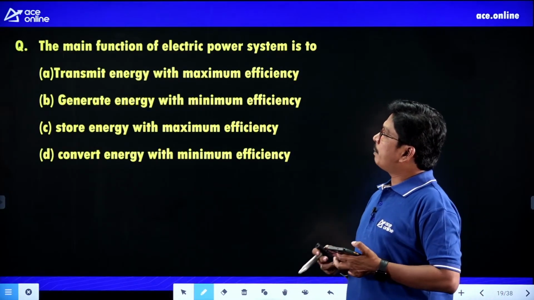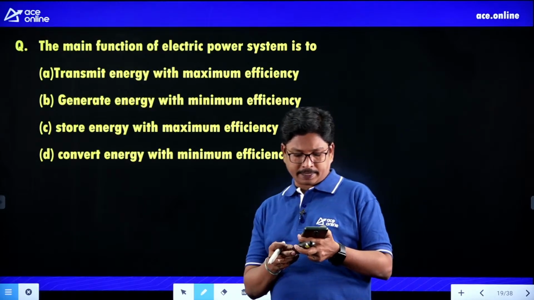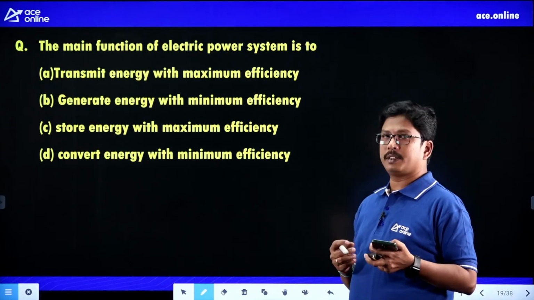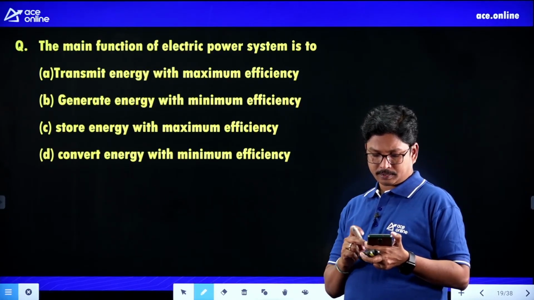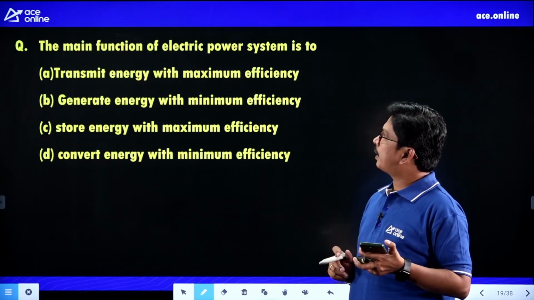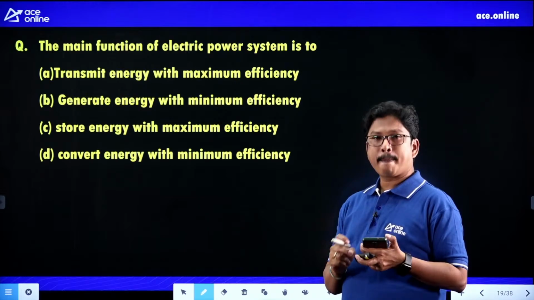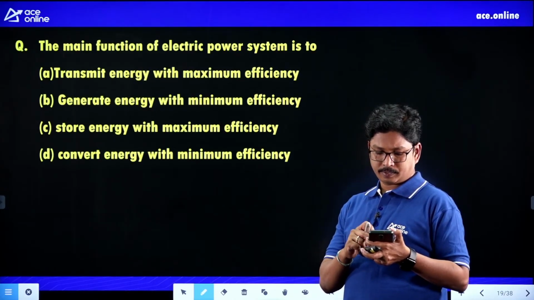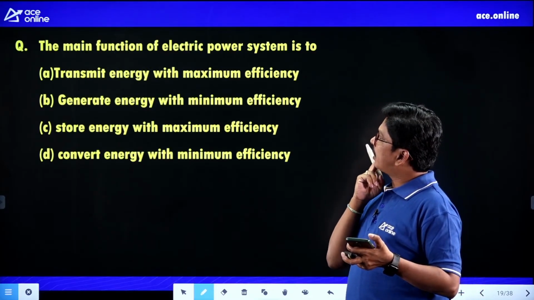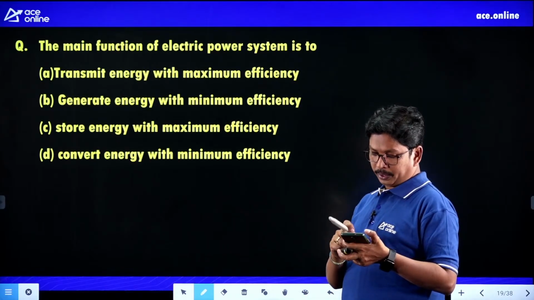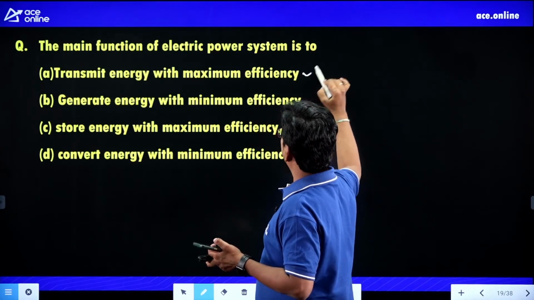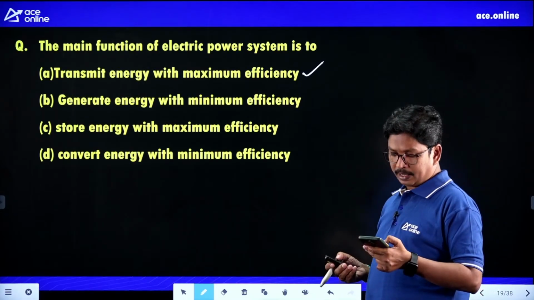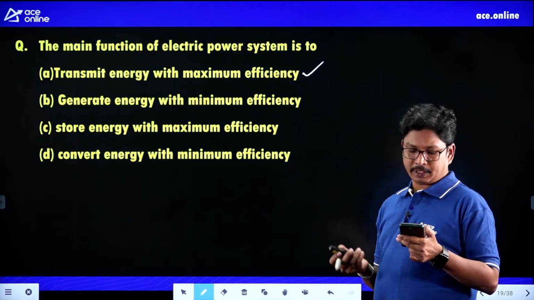Next question. What is the main function of electric power system? Is it to transmit electrical energy at high efficiency, or generate energy, or store energy, or convert energy? What is the answer? The main function of electric power system. Any answers? So it is very good, Sona, it is always to transmit the electrical energy with maximum efficiency. So we have to transfer the electrical energy at maximum efficiency with minimum losses.